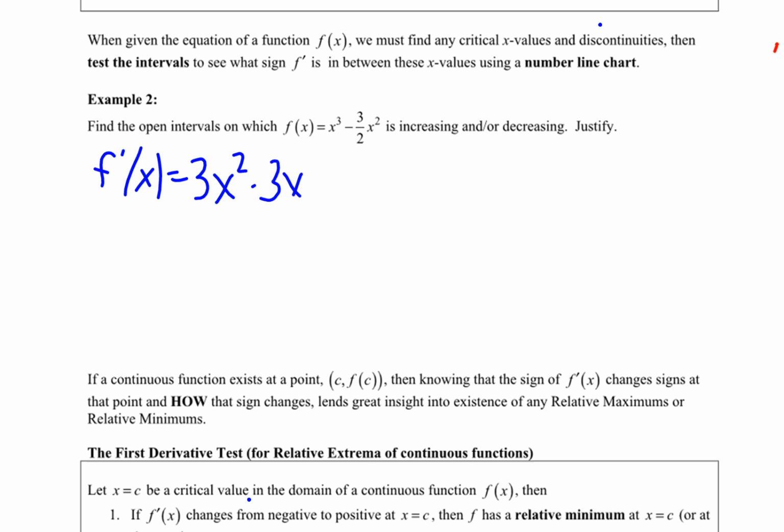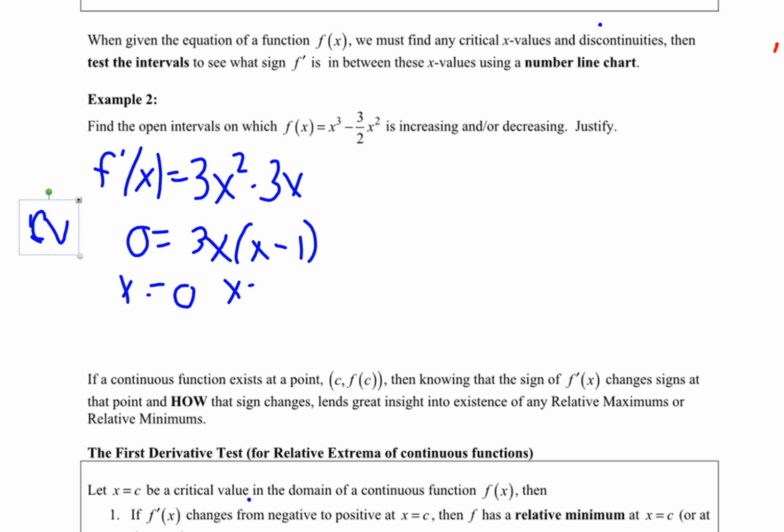All right, so we take the derivative. We're trying to find the critical values. So we're going to set our derivative equal to 0 and factor. So it looks like that would be at x equals 0 and x equals 1. We'll put those on our number line.